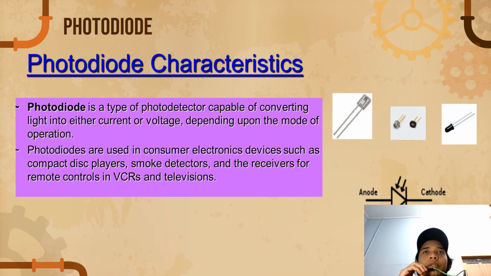Photodiode. Photodiode characteristic. A photodiode is a type of photodetector capable of converting light into either current or voltage, depending upon the mode of operation. Photodiodes are used in consumer electronics devices such as compact disc players, smoke detectors, and the receiver for remote control in VCRs and television.